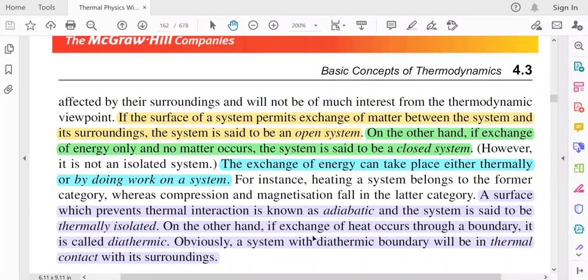On the other hand, if exchange of heat occurs through a boundary, it is called diathermic. So what is the difference between adiabatic and diathermic? In an adiabatic system, the boundary prevents thermal interaction. On the other hand, if the boundary is diathermic, then there is exchange of heat through the boundary. So depending upon the concept of heat exchange, we divide the boundary into adiabatic and diathermic. Obviously, a system with a diathermic boundary will be in thermal contact with its surroundings, as there is some heat exchange.